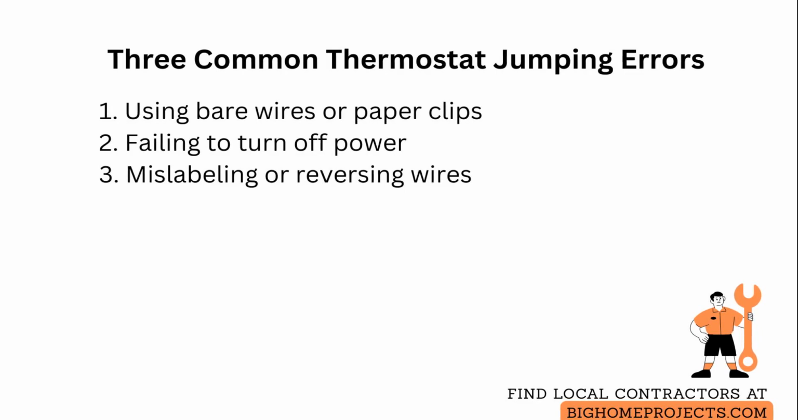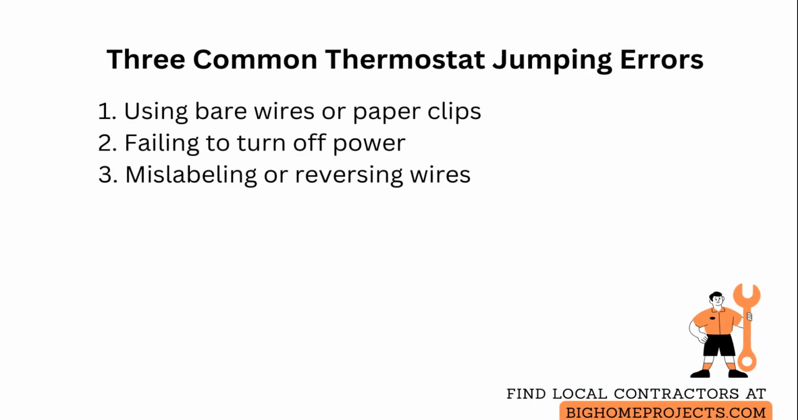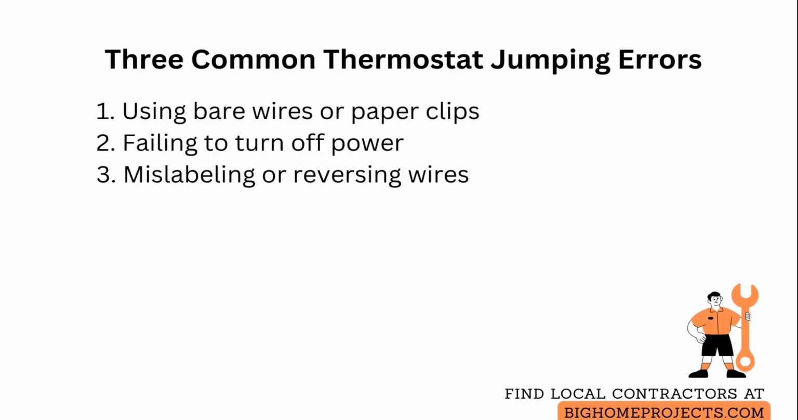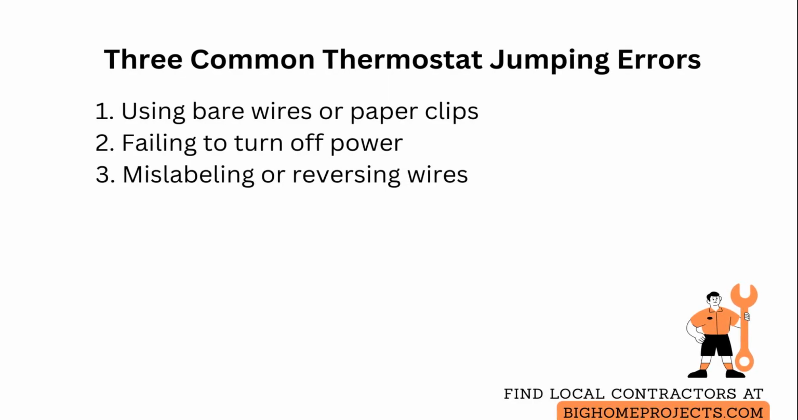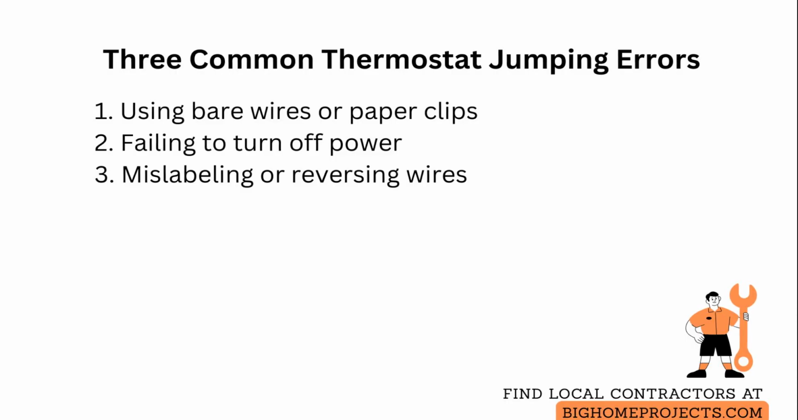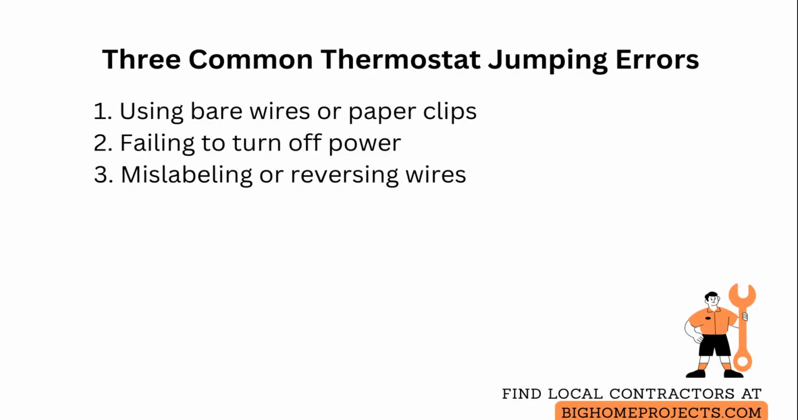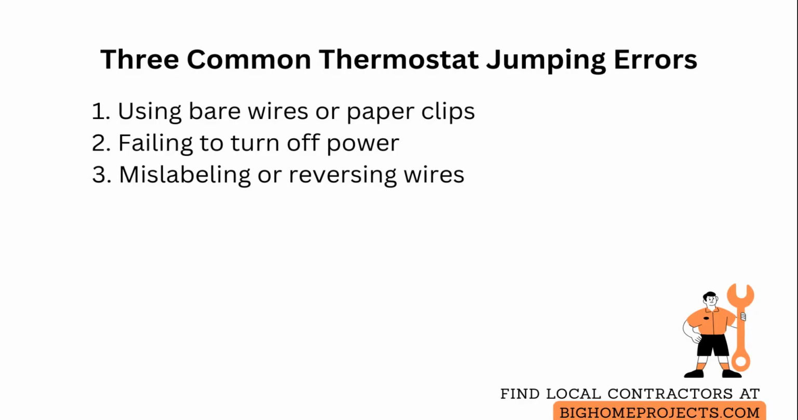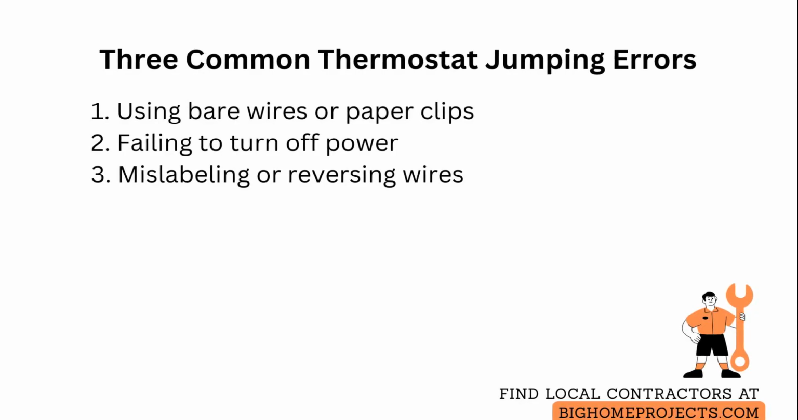Three common mistakes are relying solely on the thermostat display without measuring terminal voltages, which can be solved by always confirming calls at the control board with a meter. Neglecting loose or corroded wiring connections, which is resolved by cleaning, tightening, and installing new connectors or ferrules where needed.